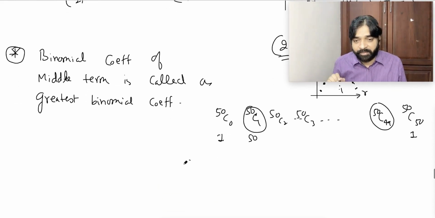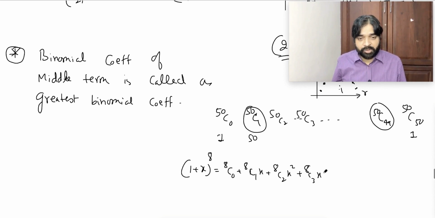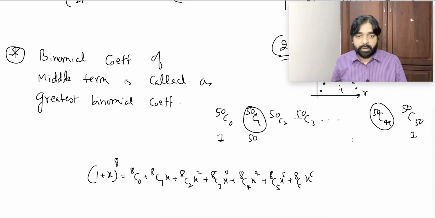Please listen very, very carefully, everybody. Suppose I have to expand (1 + x)^8. I will say 8C0 + 8C1 x + 8C2 x^2 + 8C3 x^3 + 8C4 x^4 plus, watch carefully, 8C5 x^5 + 8C6 x^6 + 8C7 x^7 + 8C8 x^8.